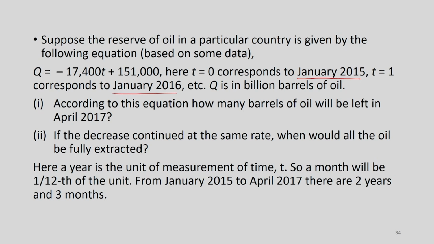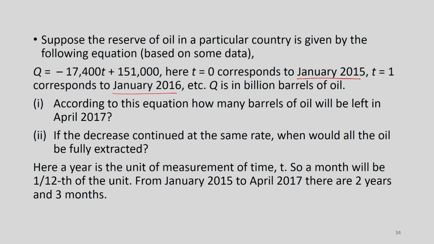Okay. Now, you can see that as T is changing, T always rises, time does not go back. So, as T rises, this capital Q is going to fall. According to this equation, how many barrels of oil will be left in April 2017? Okay. So, the 0 point is in January 2015. The question is, if we look at the total reserve at the point of April 2017, then how many barrels of oil will be left at that point of time?